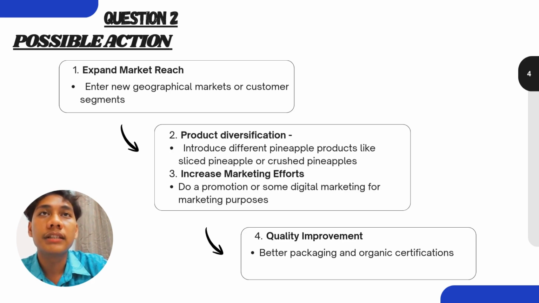Number three is enhanced marketing, which is they can tell more people about their products. For example, they can create Facebook, Instagram, and even TikTok ads. And the last one is quality improvement, which is they can do better packaging and get organic certification and halal certification. That's all from me.